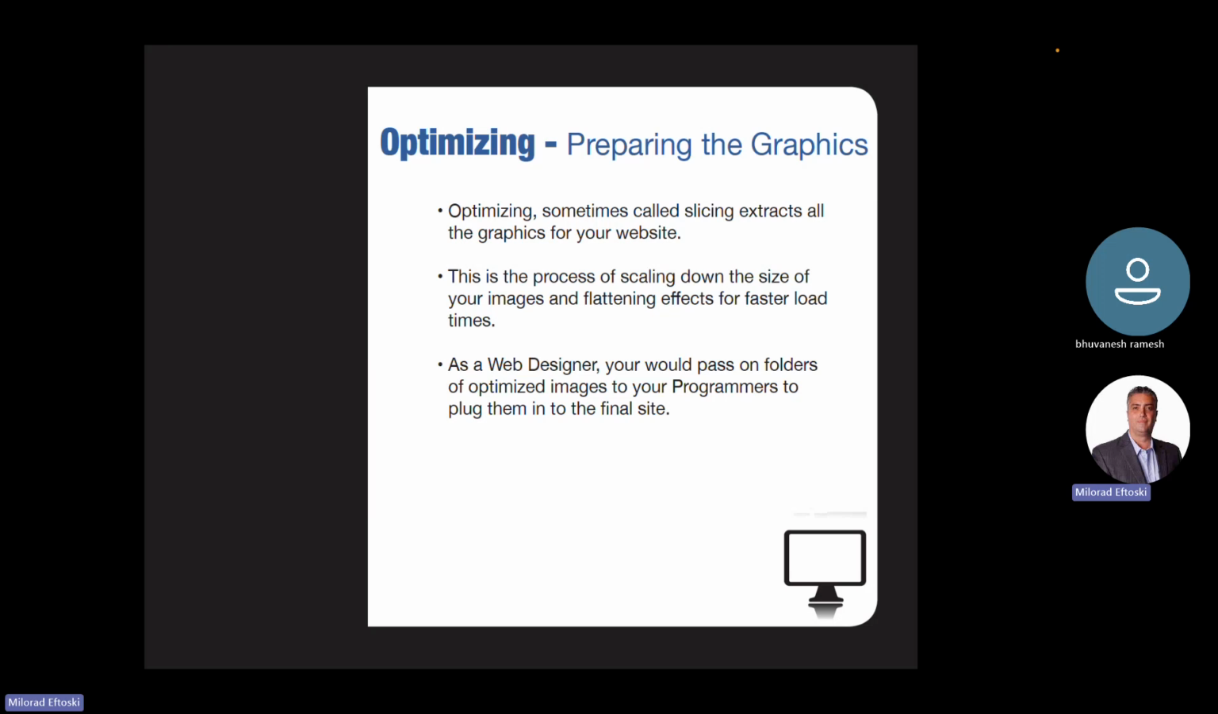Optimizing. I just talked about this. Preparing the graphics. Optimizing, sometimes called slicing, extracts all the graphics for your website. Do you remember I showed you slicing last semester? A little bit? Slicing is an old technique. It still works. I prefer the thing I mentioned earlier, generating image assets. You name the layer extensions in Photoshop, .png, .jpg, .svg, and then you export the assets for your HTML. That's how you optimize, you prepare the graphics for the websites.